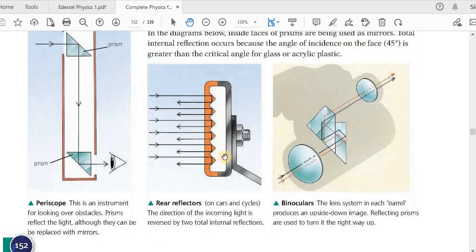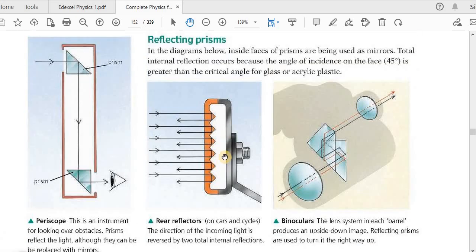Then we also have rear reflectors. Certain motorcycles or even bicycles have these rear reflectors, and even traffic signs you would have seen may also have this. But this is especially there in the bicycles, even in the motorcycles. So what happens is, when light falls on it, it gets totally internally reflected. Okay, you will have reflection.